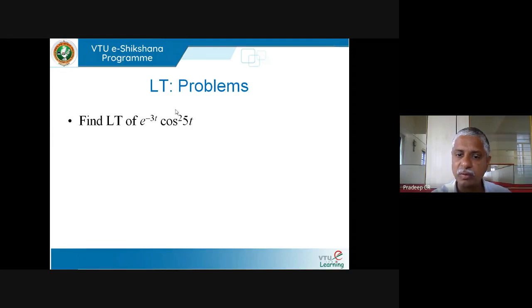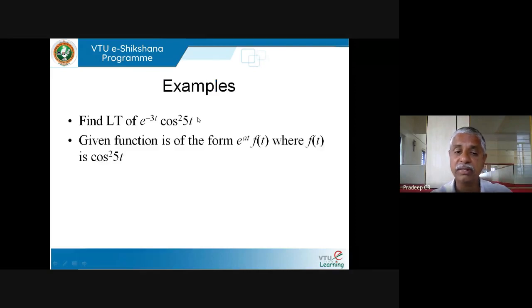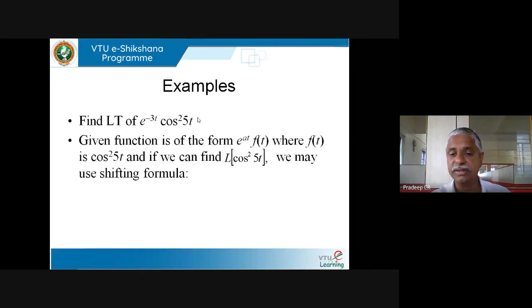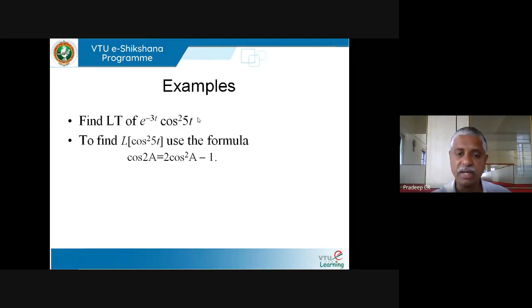In the Laplace transform of cos square 5t, I'll replace s by s plus 3. a is minus 3 here. Replace s by s minus a, which is s plus 3. That's all. So my life goal is now to find Laplace of cos square 5t. How do I find Laplace of cos square 5t? I already told you the formula. How to find Laplace of square of cosine? There is a formula. I know that. So how do I find Laplace of cos square 5t?